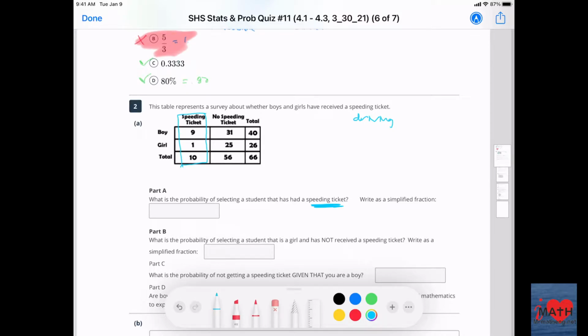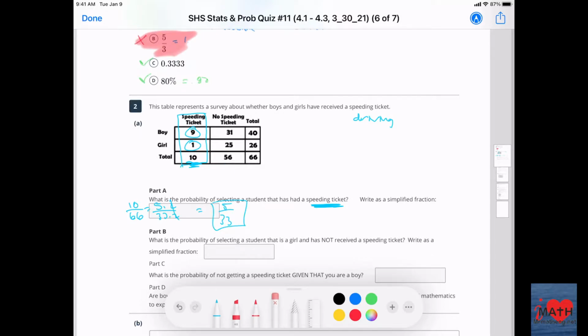Because that's 9 boys, 1 girl, that's 10 people who have a speeding ticket, and you add the speeding ticket versus the no speeding ticket, you get the total. So 10 over 66, and then as a reduced fraction, that's 5 times 2, 33 times 2. The largest common multiple is 2, so you would get 5 out of 33 is your answer.